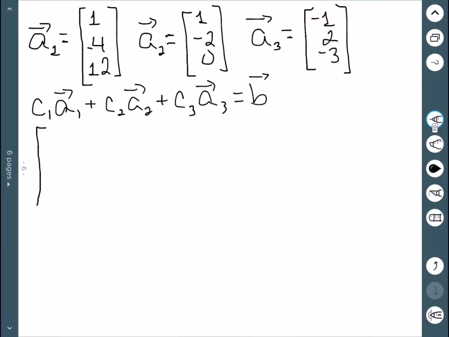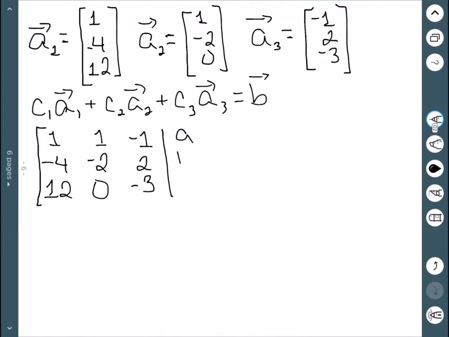In order to do this, I'm going to set up a matrix. So I have 1, negative 4, 12, 1, negative 2, 0, and negative 1, 2, negative 3. And then in my augmented column, I don't know what this is. This is what I'm looking for. And we'll just say a, b, c and get some condition on these vectors b.